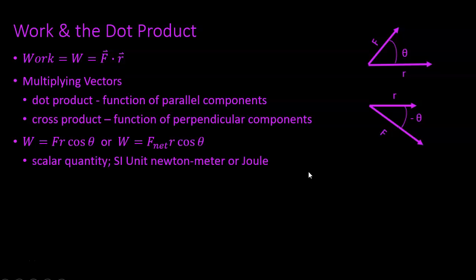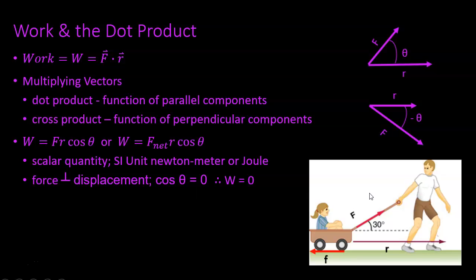Work is a scalar quantity. Its SI units are newton meter, also given a special term, joule. Forces that are perpendicular to the displacement perform no work. And in our formula, of course, that's because the cosine of 90 or 270 degrees is 0. Let's take a look here. We have the wagon being pulled by a boy. There's a normal force and a gravity force acting on the wagon. Those are perpendicular to this displacement vector, so those two forces perform no work on the wagon.